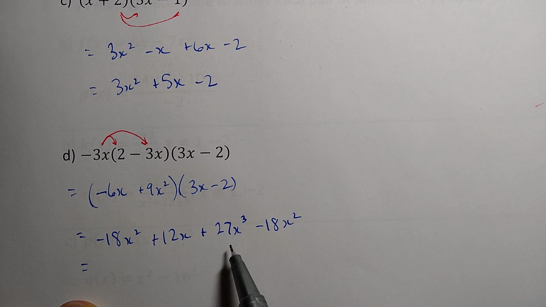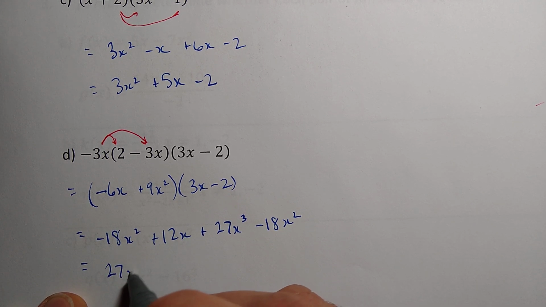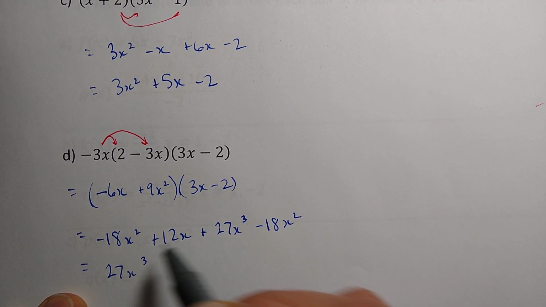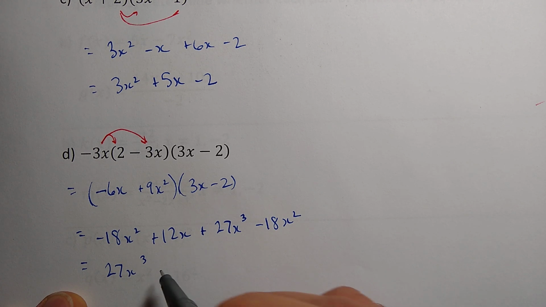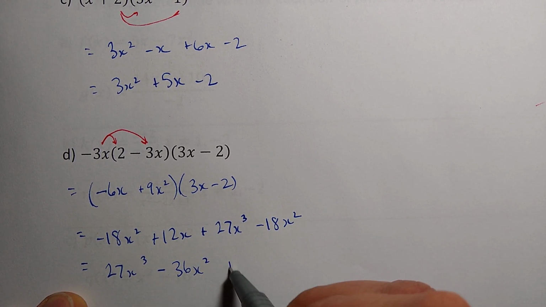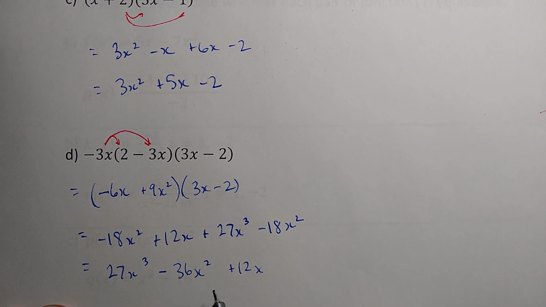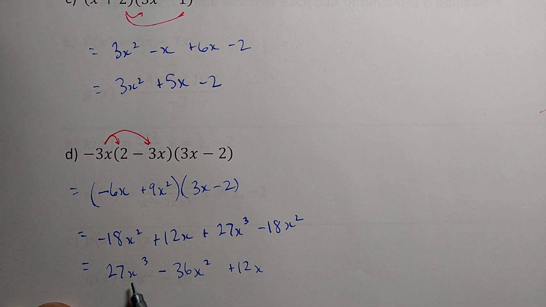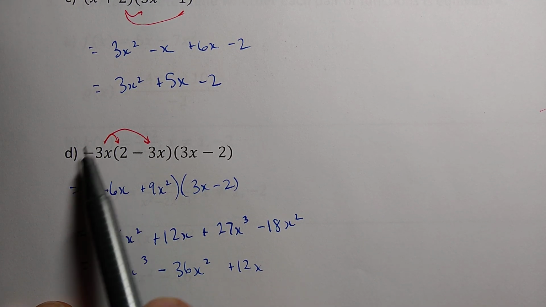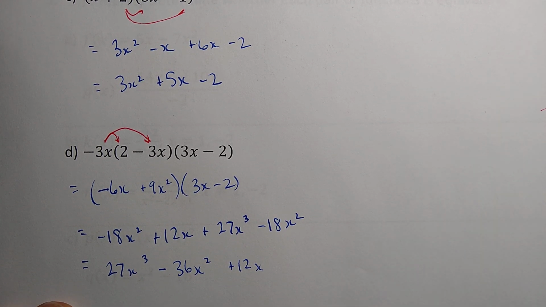So we've got a 27x cubed at the front here. Sorry, I said x squared, x cubed. That's the highest power term there. And then I've got a minus 36x squared plus 12x. And that looks like everything. Now you'll notice that we ended up with only terms with x in them, and that makes sense because we had a negative 3x at the beginning there. Okay, so that is the first page.